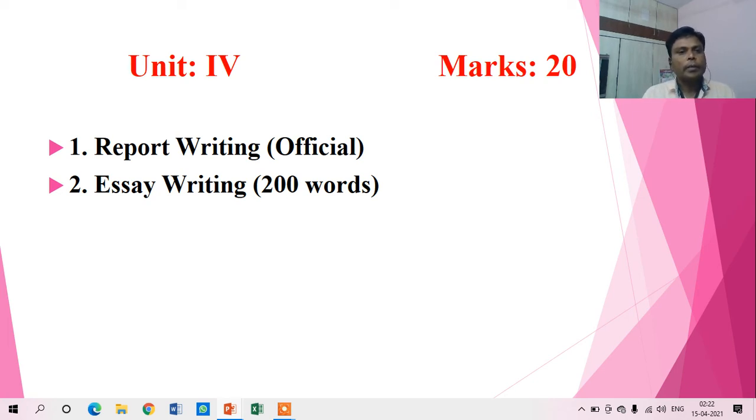Last year in BA second year we studied newspaper report, which is also known as journalistic report. This time we are going to study report writing and especially official report.